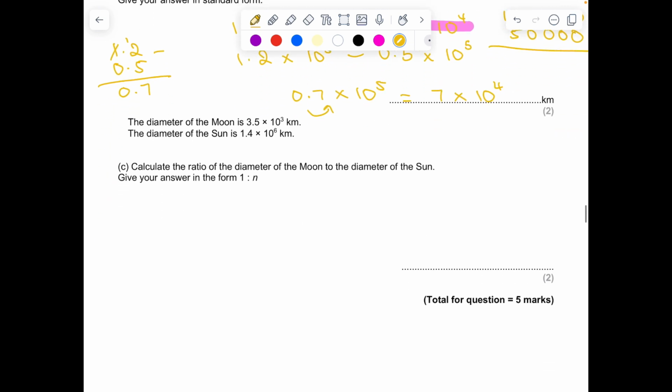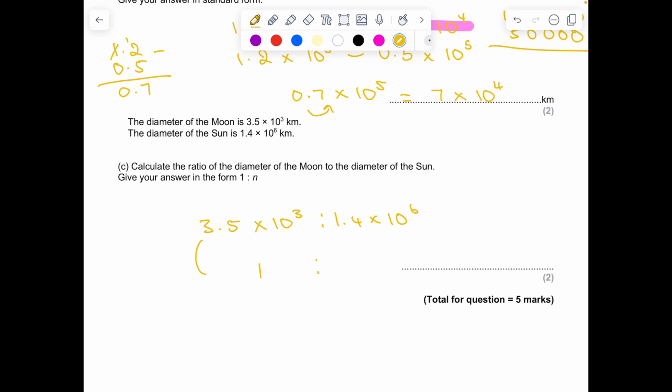Okay, next question. They want you to calculate the ratio of the diameter of the moon. So that's first the diameter of the moon, so 3.5 times 10 to the power of 3, to the ratio of the sun, which is 1.4 times 10 to the power of 6. So they want you to write it in the form 1 to something.